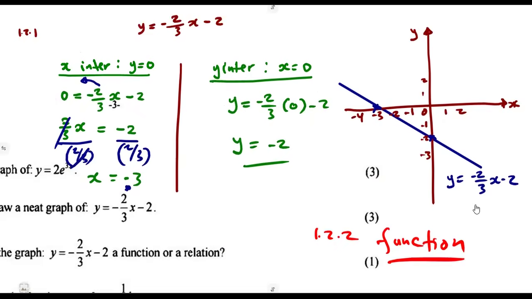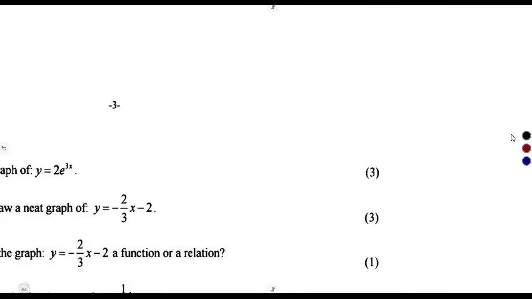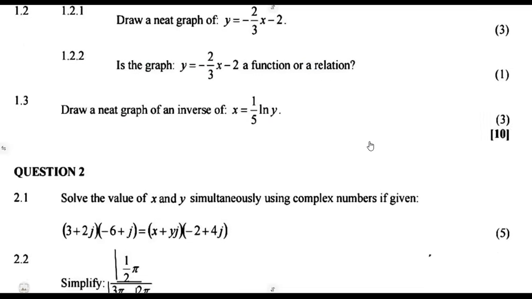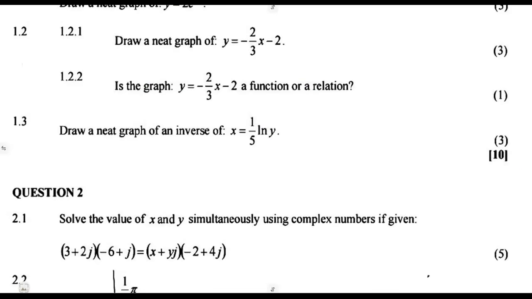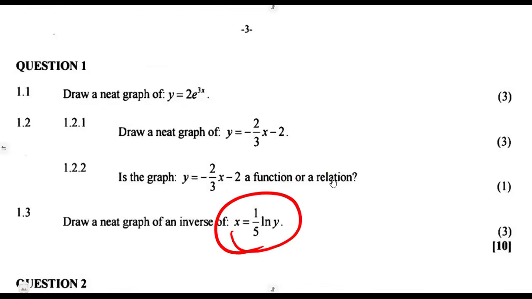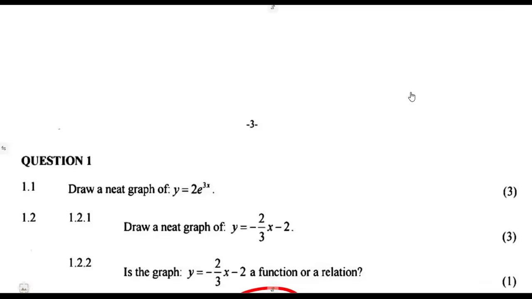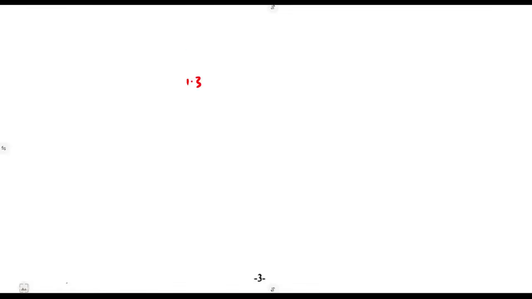So guys, make sure that you do go through your revisions. Then 1.3, we are given, draw the inverse of this. All right, x is equal to 1 over 5 ln y. That is 1.5. Is it 1.5 or 1.3? This is 1.3, not 1.5. All right, x is equal to 1 over 5 the ln of y, like this.